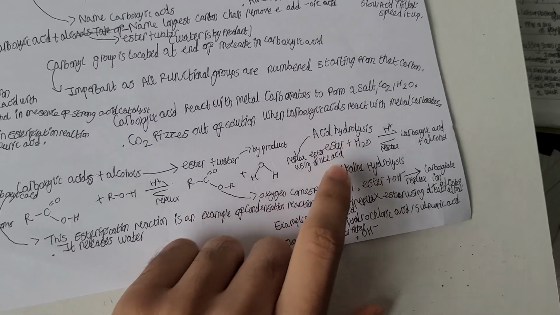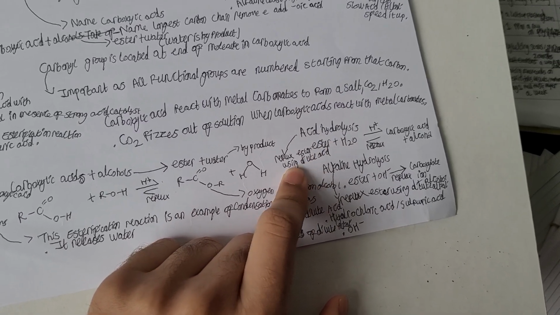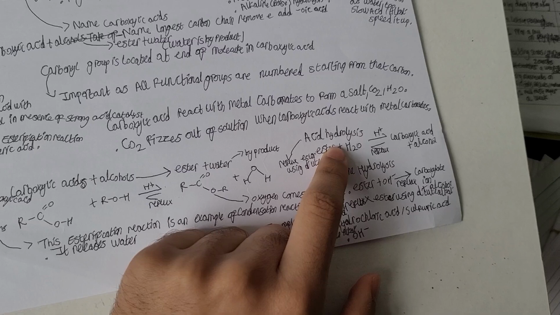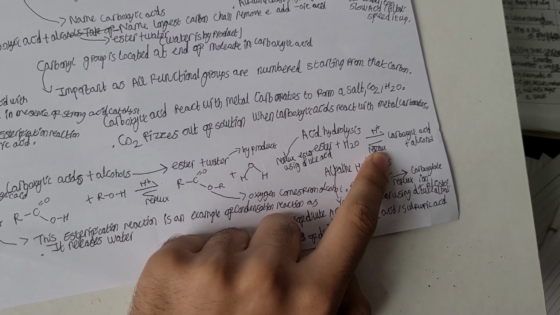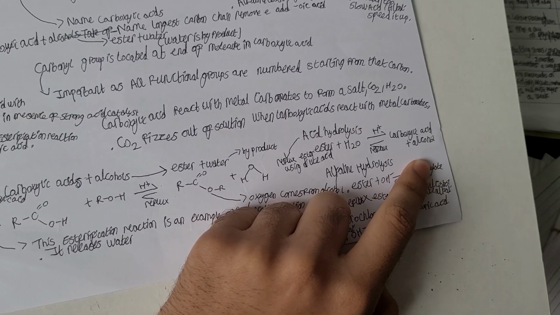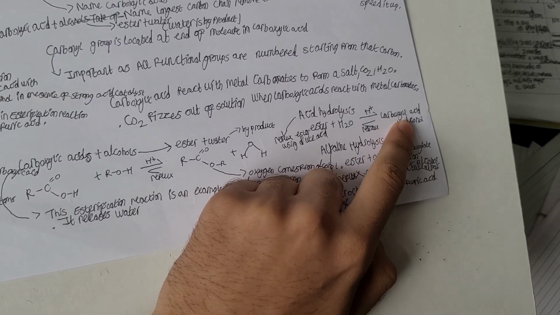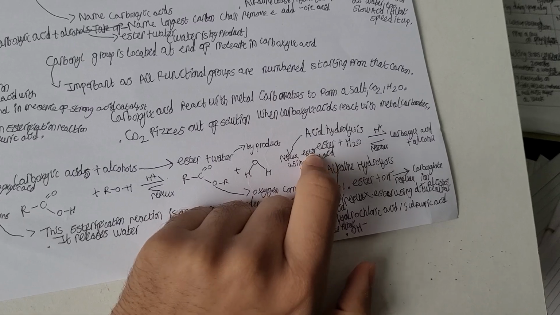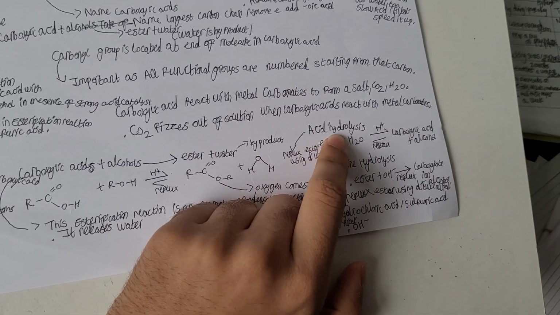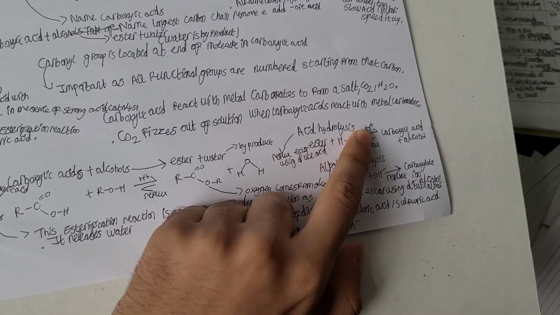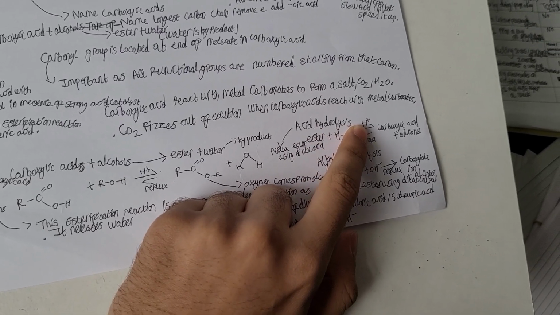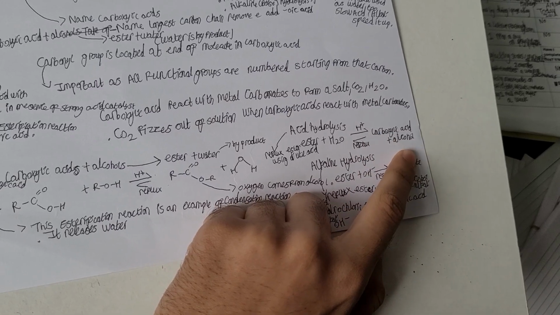Then you've got acid hydrolysis, refluxing the ester using dilute acid. Ester plus H2O, reversible reaction, H plus, reflux, to form carboxylic acid plus your alcohol. Acid hydrolysis: reflux the ester using dilute acid. Ester plus H2O, reversible reaction, H plus, reflux, to form your carboxylic acid plus your alcohol.